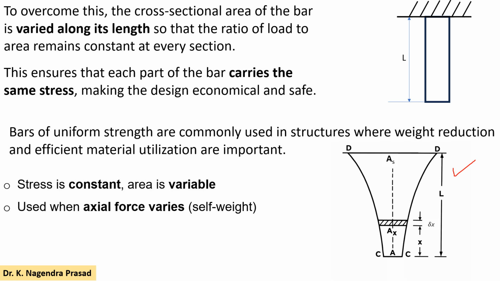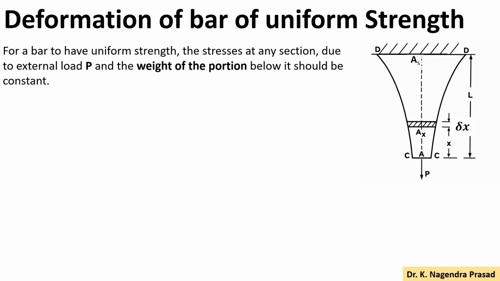Bars of uniform strength are commonly used in structures where weight reduction and efficient material utilization are important. So, a bar of uniform strength means the stress is constant and the cross-sectional area is variable, and these are used when the axial force is varying. Let's see the calculations to find the deformation of a bar of uniform strength.